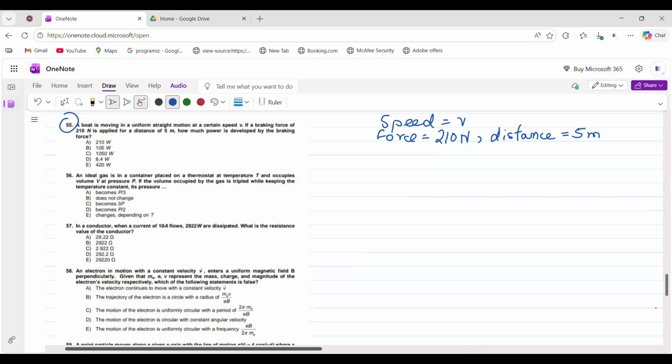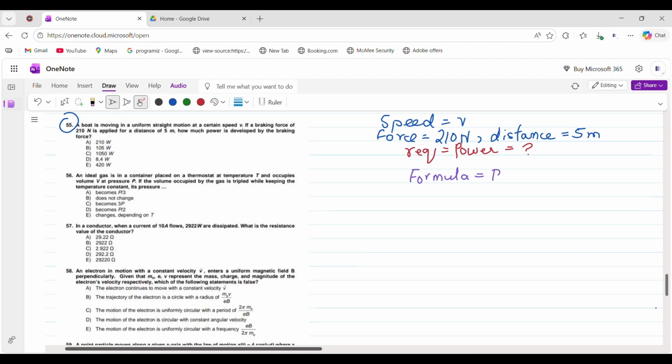So what's our required term here? Required is basically your power. You have to find your power. What your power would be if this data, speed is given, force is given, and distance is given. So basically for finding the power, you have a formula. Let me write here the formula for power.